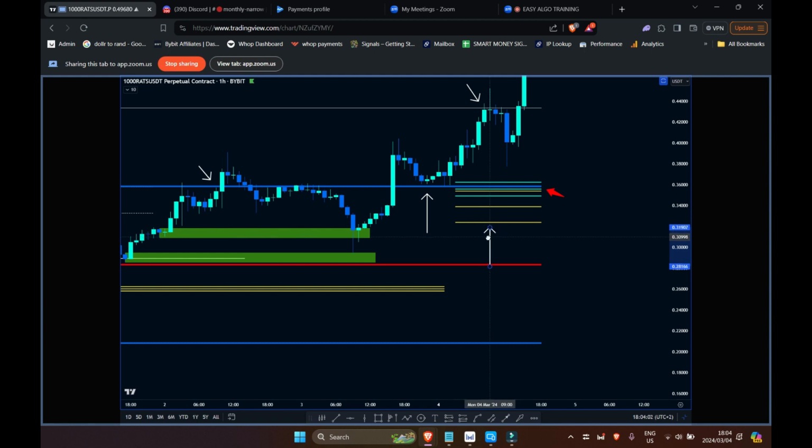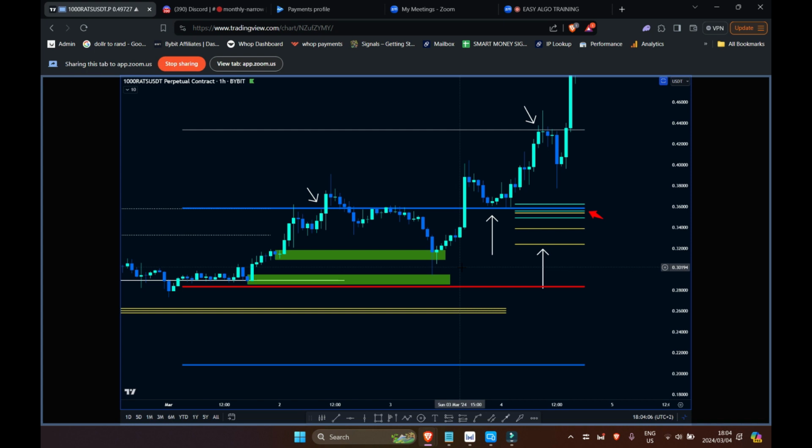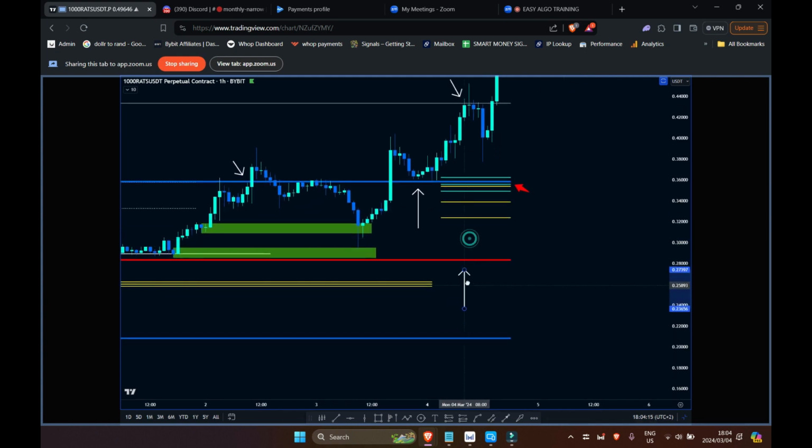So if you understand how each one works, it's like a little story, like the dad, the mom, and the baby. The one is stronger. And then obviously if price is above the monthly grid, it's long-term bullish. If it's above the weekly, it's mid-term bullish. If it's above the daily pivot, it's short-term bullish.